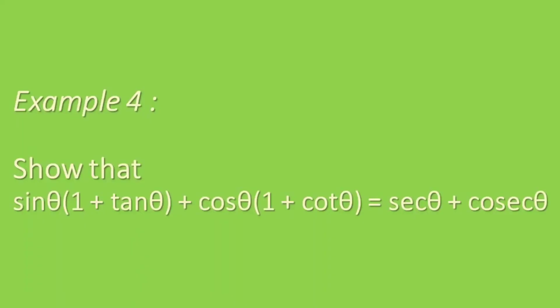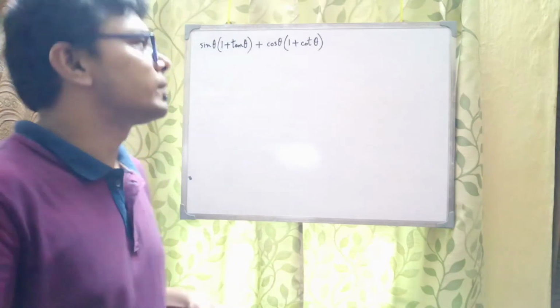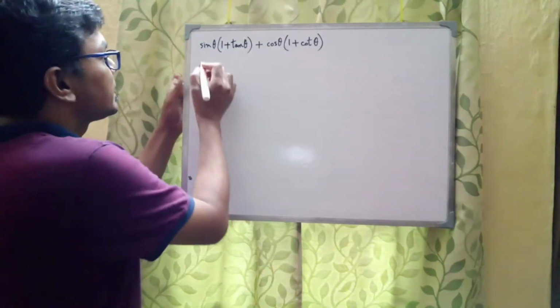Look at your screen. Now this sum says, show that sin theta into (1 plus tan theta) plus cos theta into (1 plus cot theta) equals sec theta plus cosec theta. So here I have the left hand side written on my board. So let's move on with it.